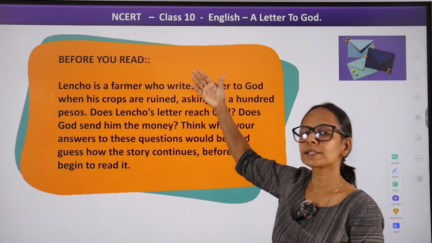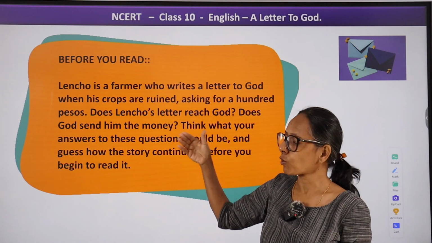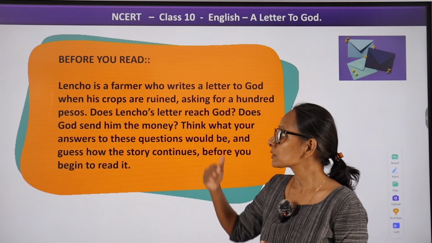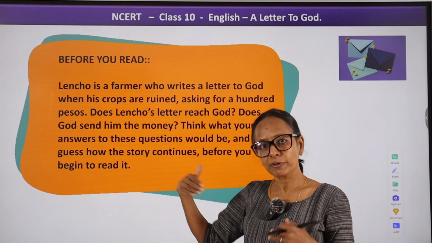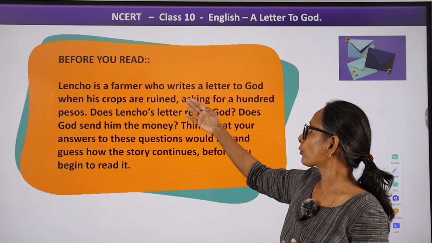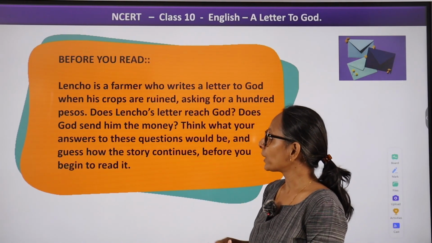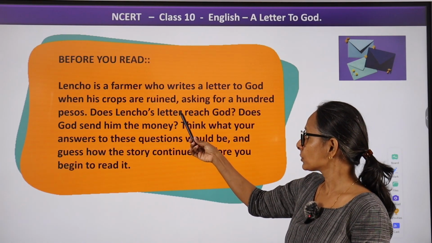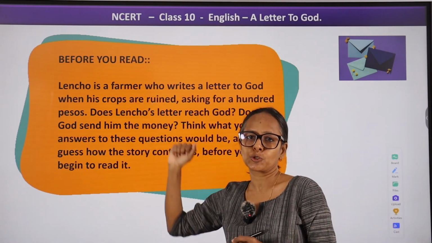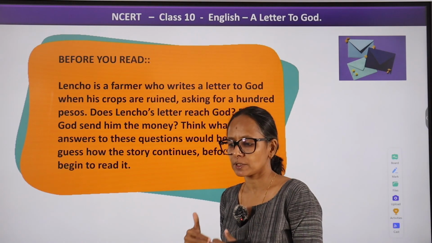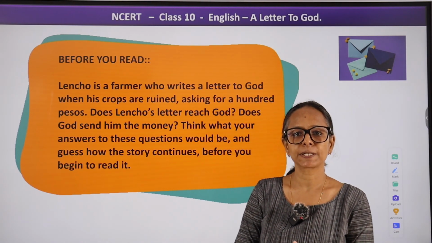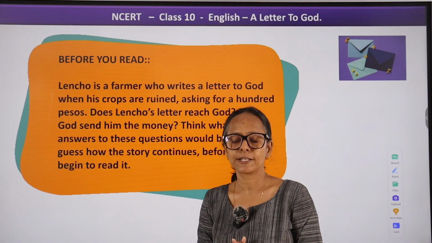Before you read, this is what the book tells us we are supposed to do before we go into the story. So what are they asking us to do? Lencho is a farmer who writes a letter to God when his crops are ruined, asking for 100 pesos. So who is this Lencho? Lencho is the protagonist of the story. Who is the protagonist? A protagonist is a person who is the main character in any story.